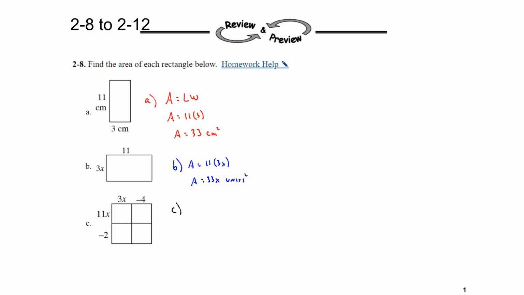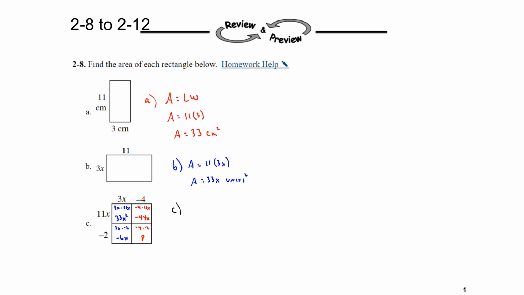And then on part C, this rectangle is broken up into 4 areas, so we'll just do the first one, this little box right here. Length times width is 3x times 11x, so that would be 33. x times x is x squared. Then we have negative 4 times 11x, so that's negative 44x. Down here we have 3x times negative 2, so that's negative 6x. And then on this one we have negative 4 times negative 2, which is a positive 8.